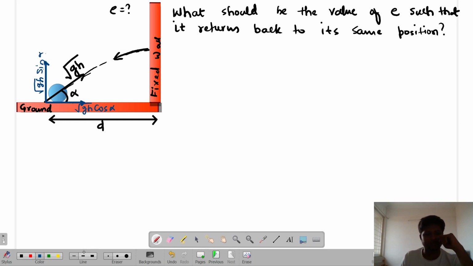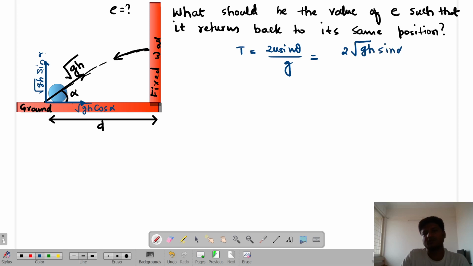Okay, and the point is, I got these two velocities. So time of flight is the same. T is equal to 2u sin theta upon g. Whatever happens, time of flight is not going to change. So this time, 2 root under gh sin alpha over g. I'll write it in a simple form: root under 4h by g sin alpha. That's my time of flight, isn't it?